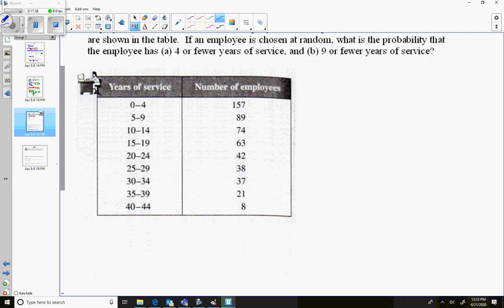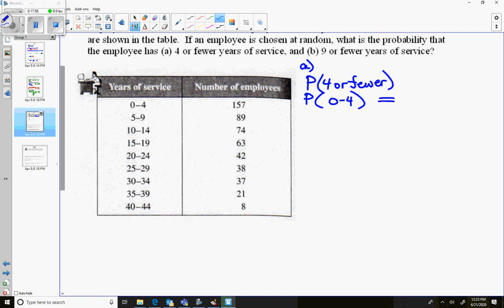So for part A here, the probability of 4 or fewer simply means the probability that they have 0 to 4 years of service. Well, that's easy enough on knowing how many that would be. Just read it right off the chart: 157 over how many total? Well, we have to add them up. I'm cheating, looking on my paper, it added up to be 529. So that is our answer to that part.